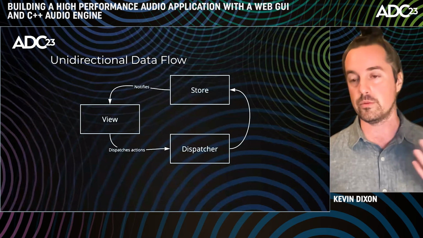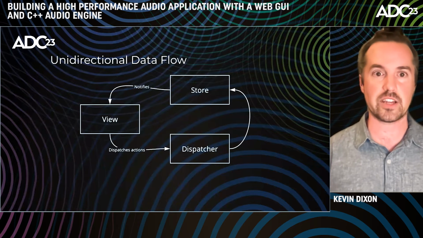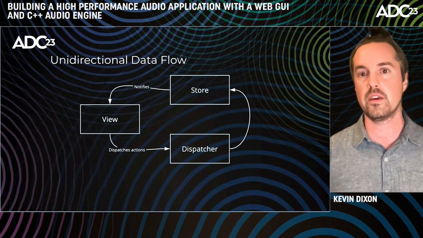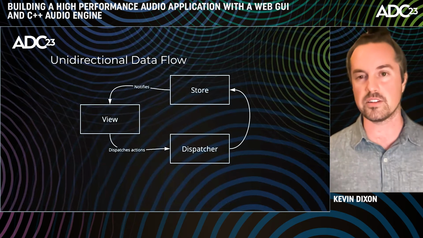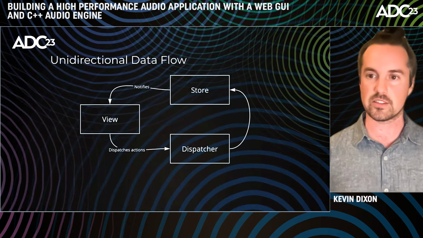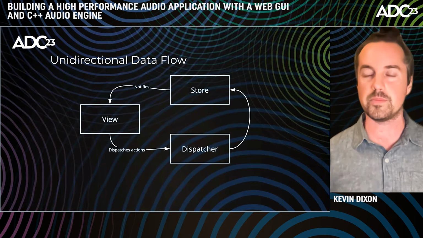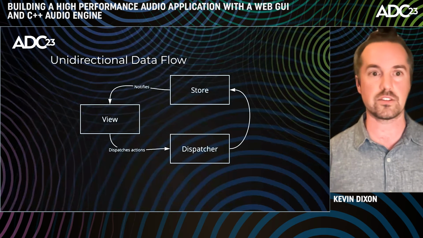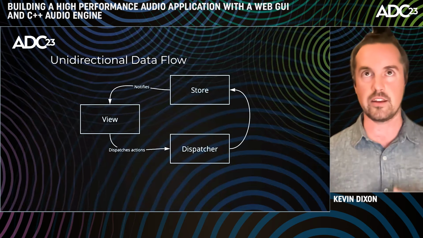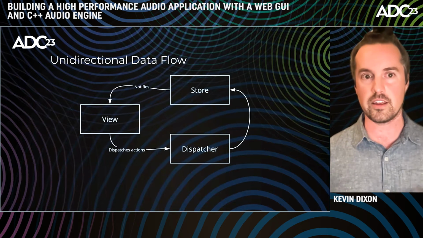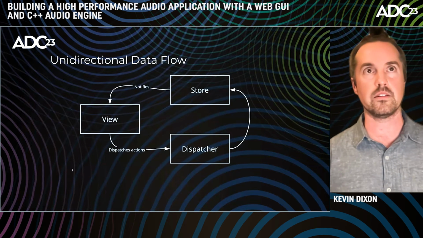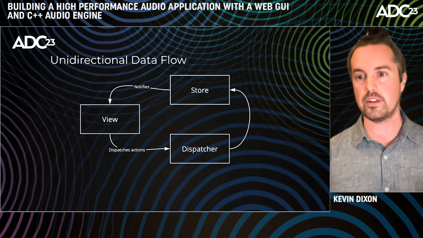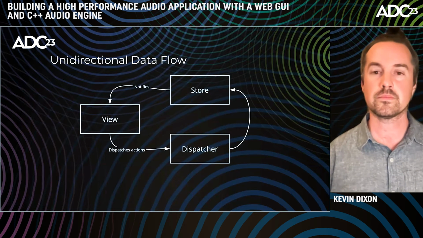A view, when the user interacts with it, can dispatch actions, and then those actions go to the dispatcher, which applies the business logic and then produces a new updated state. From there, the state change notifies that the view should be redrawn, and you get the next view.